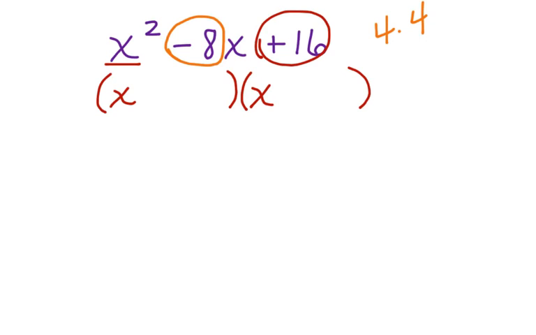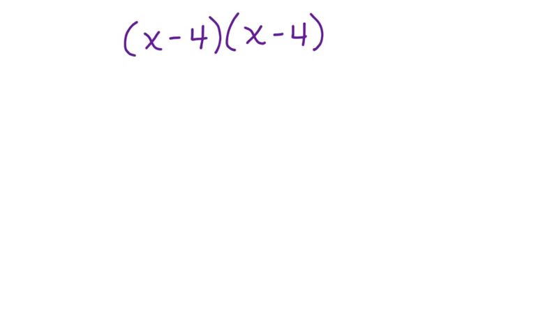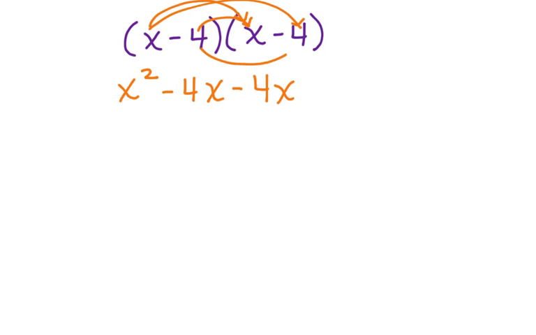But we don't want positive 4s because we want to add them to get a negative. So we have a negative 4 and a negative 4. Now let's use FOIL and check our work. x times x is x squared. x times negative 4, negative 4x. Negative 4 times x is negative 4x. And negative 4 times negative 4 is a positive 16. x squared minus 8x plus 16. Our work checks out. Let's look at one more.